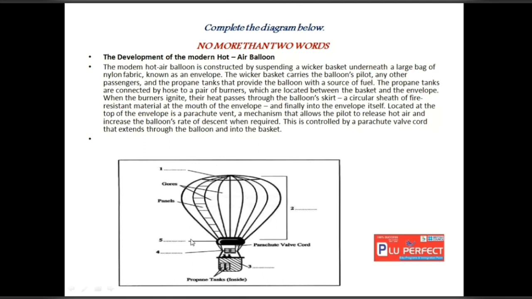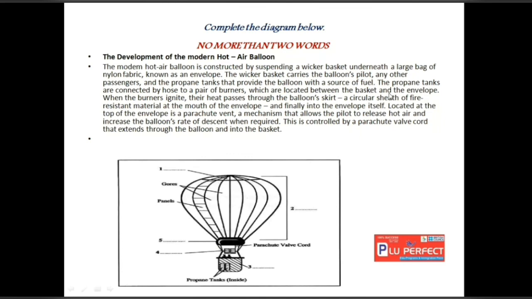Now it's quite possible, students, that you might write a circle, a sheet or envelope or something, or mouth, anything you can write. But if you understand, the answer after the dash is basically explaining the balloon's skirt. So that's why my answer is skirt, not balloon's skirt. Because it's talking about the balloon. Balloon is already there. This is the balloon. So balloon's skirt. You'll not write balloon skirt. You'll write just skirt. Understood?